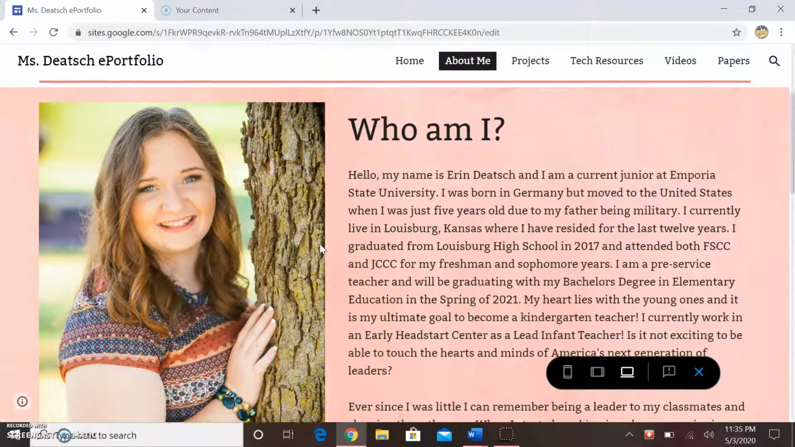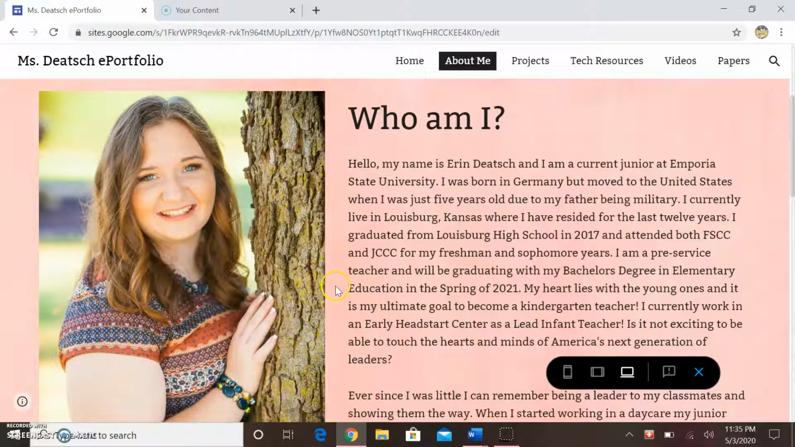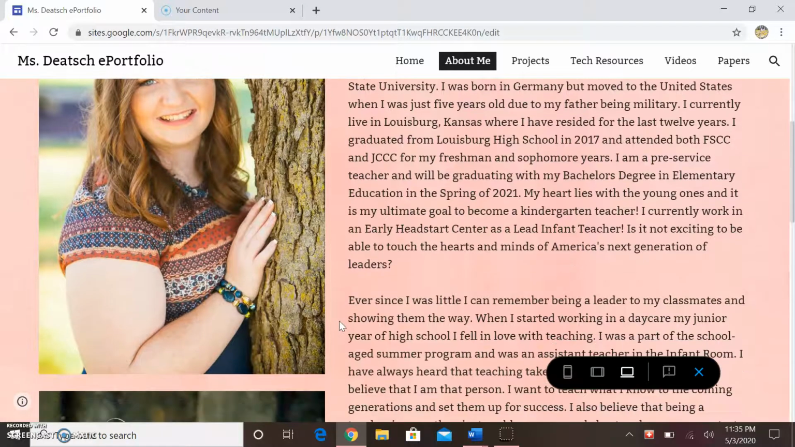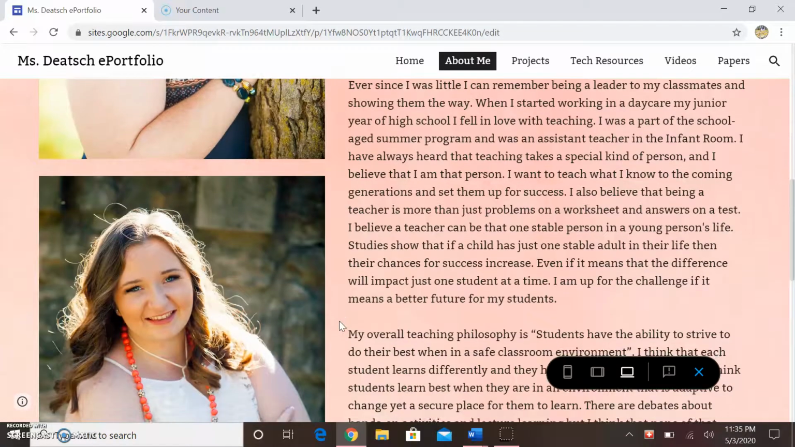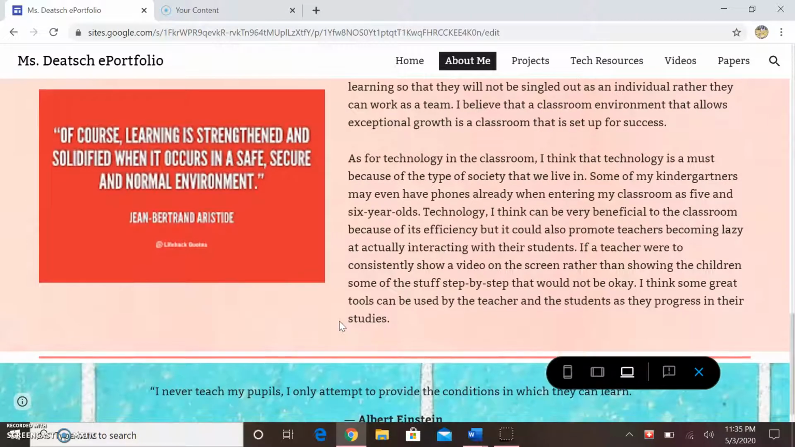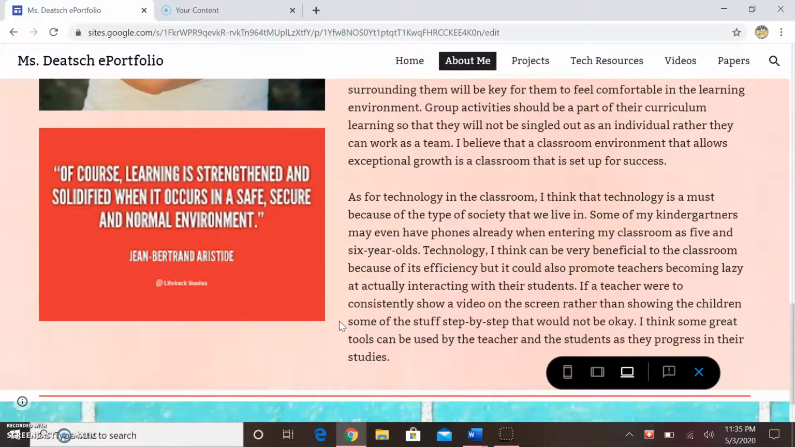So when we go to the About Me tab, that is a picture of me my senior year. This is just explaining that I'm a junior at Emporia State University and how I've always wanted to be a teacher, and that my overall teaching philosophy is students have the ability to strive to do their best within a safe classroom environment. And I think I can do that while integrating technology, because we do have students that don't feel completely safe in the classroom because they don't have a way to showcase themselves because they're a little different than their peers, and I think technology will help them bridge that gap.